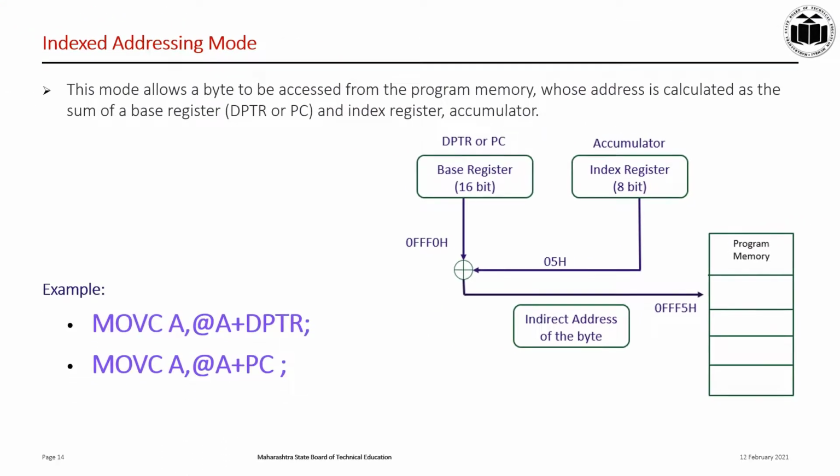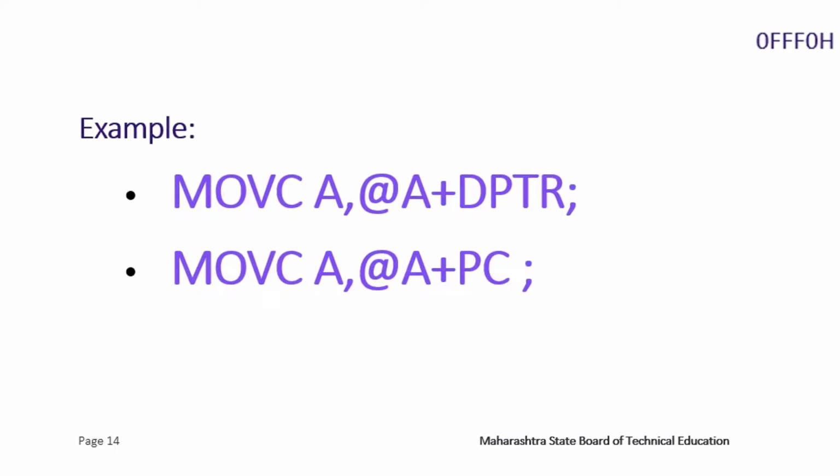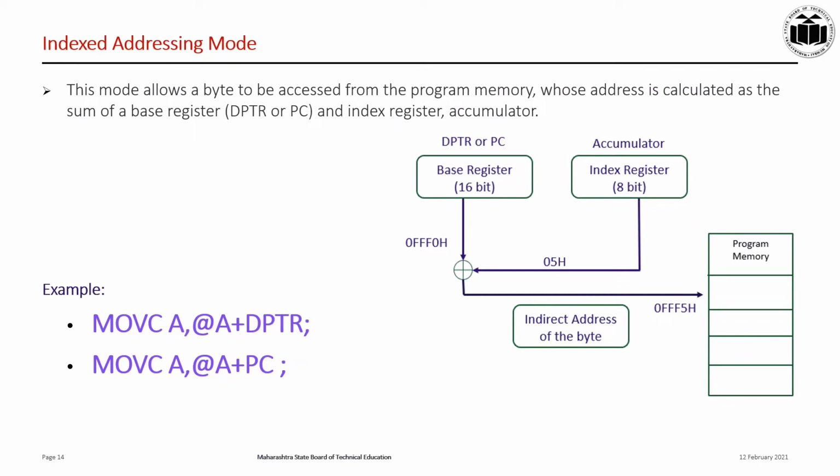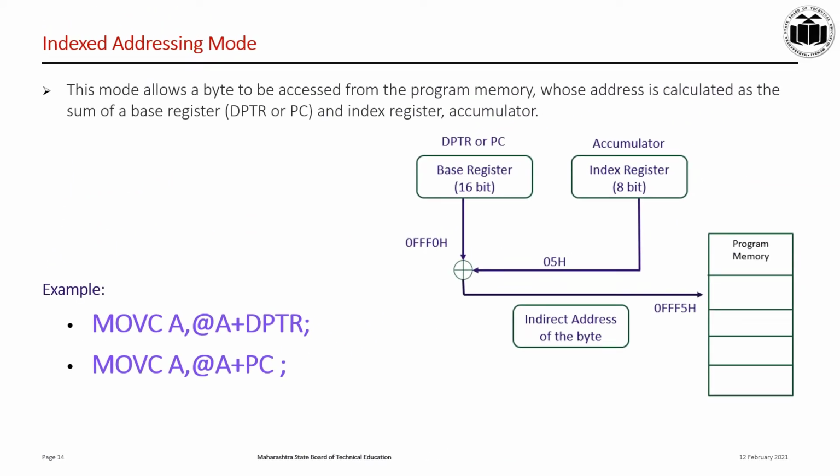Example, MOVC A, @A+DPTR. In this instruction, the contents of the ROM location pointed to by the sum of addresses A and DPTR are copied to the accumulator. In this case, the data pointer holds the base address and the accumulator holds the index or displacement. MOVC A, @A+PC. The contents of the ROM location pointed to by the sum of addresses A and PC are copied to accumulator A.